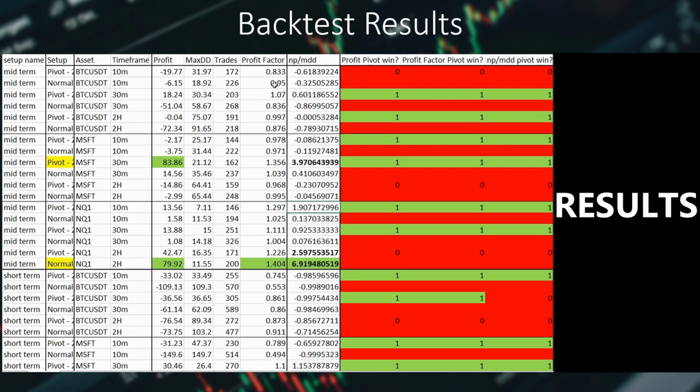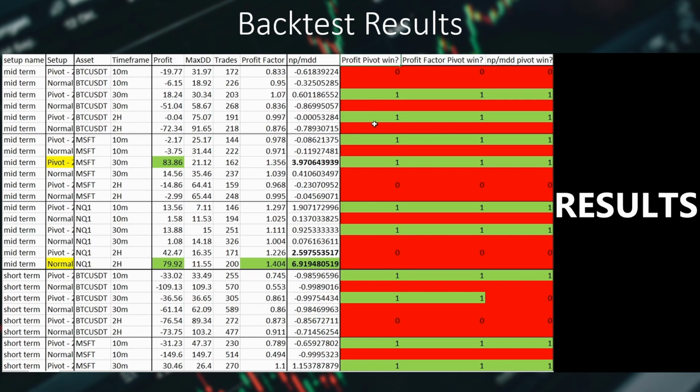But generally, the profit factor is also a good metric to use if you don't want to use this net profit divided by maximum drawdown. Each 2 rows stands for one combination. So this is for BTC/USDT 10-minute chart using the midterm setup settings, for the pivot, and for the normal super trend. This is another set of combination, again using the midterm, the BTC/USDT, but now on the 30-minute chart, for the pivot-based and the normal-based super trend.